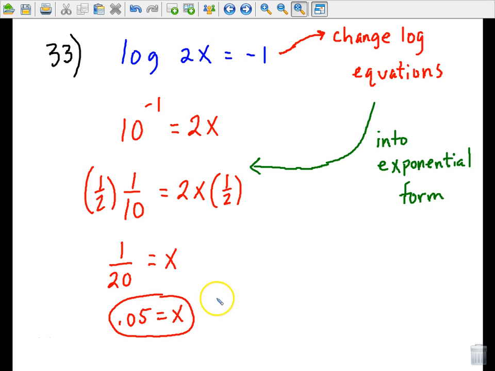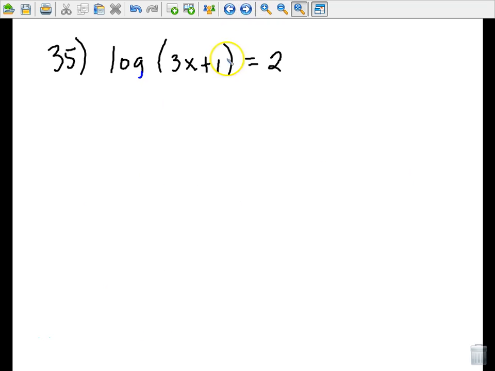Any questions? So log equations get changed to exponential form. Okay. Virginia, 35. What would this log equation look like as an exponential equation?